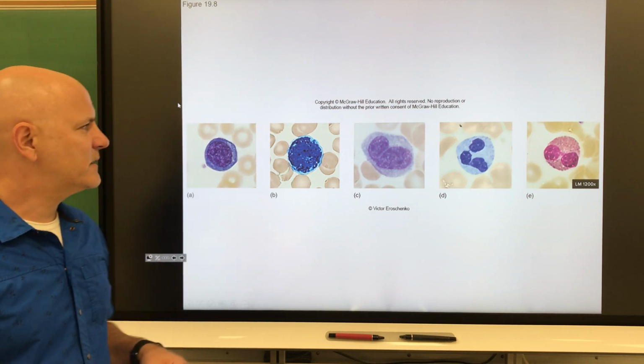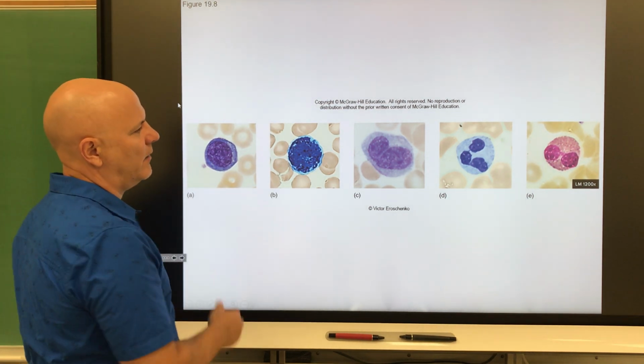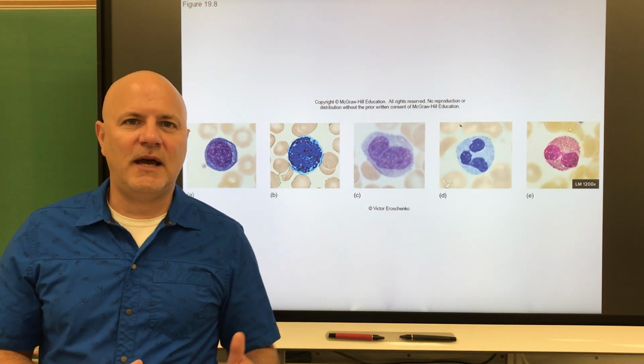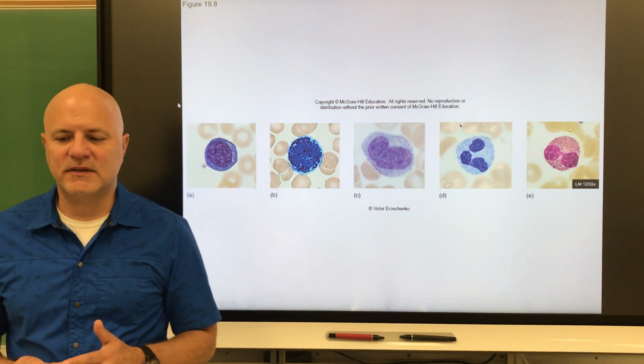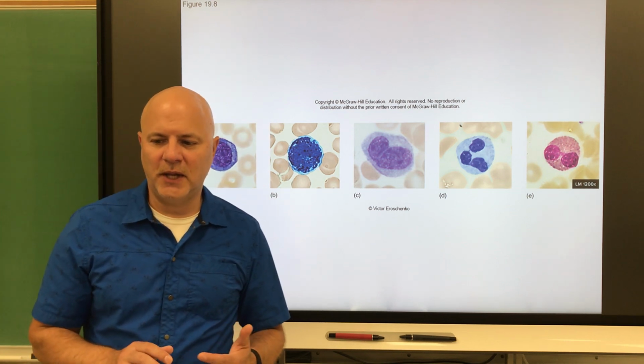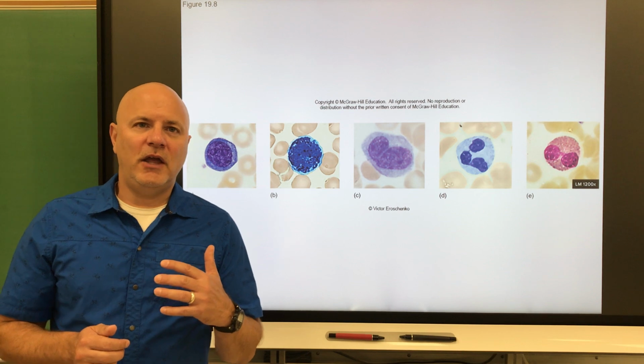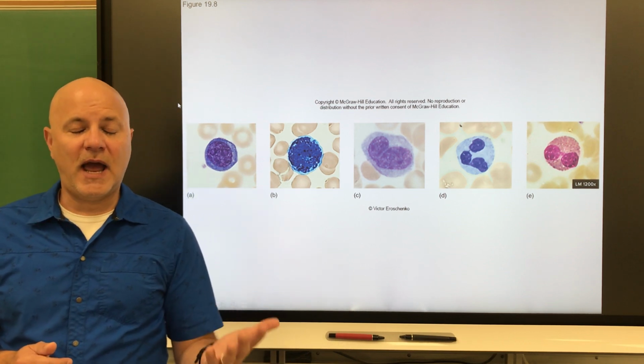All right, let's look at our white blood cell count. I don't have a slide of this. The normal range for white blood cell count is between 5,000 and 10,000 cells per millimeter cubed of blood. So let's look at abnormal situations, if we don't have enough or too much.